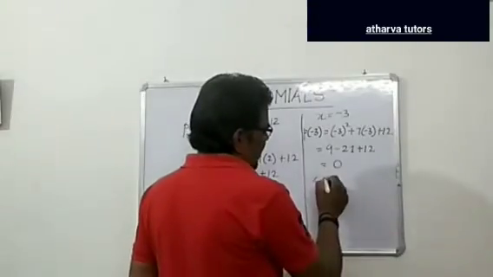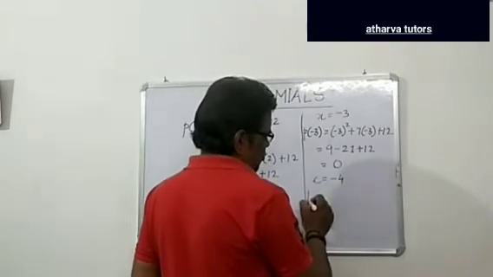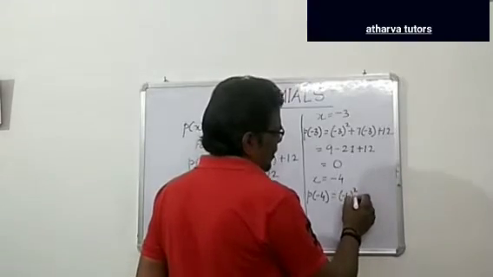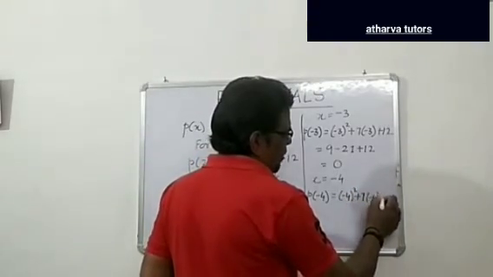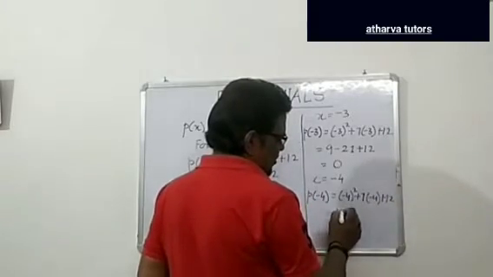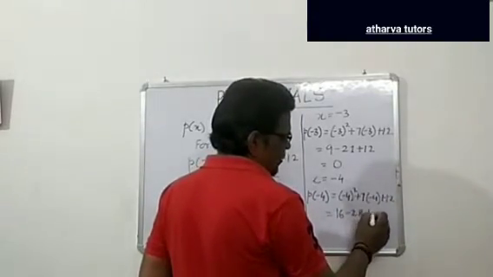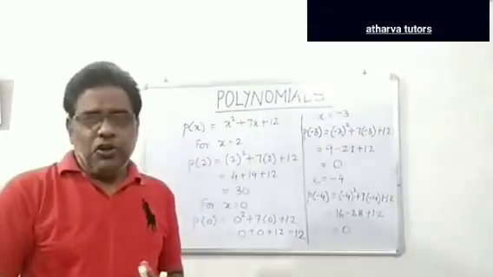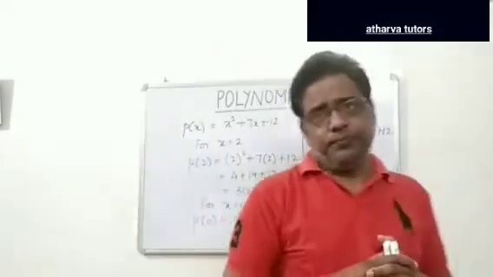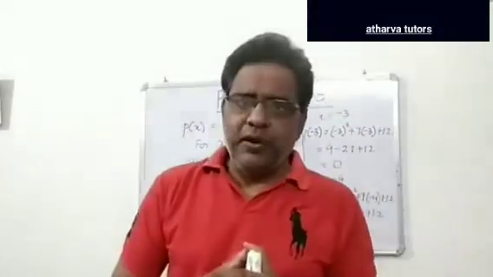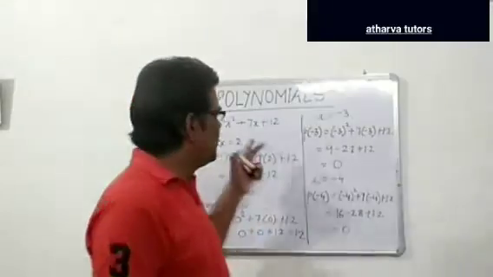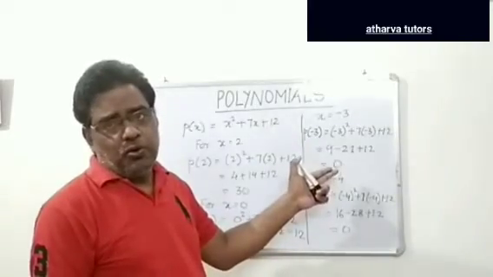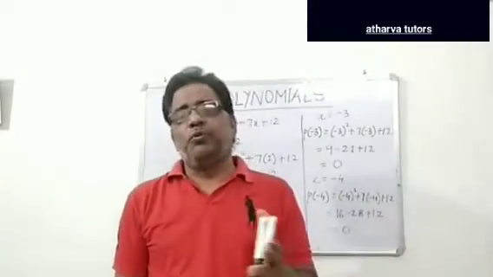Similarly, if you are asked to find at x equals minus 4, you would have done p(minus 4) equals minus 4 square plus 7 into minus 4 plus 12. So this is 16 minus 28 plus 12. And again your answer was 0. Now this value of the variable for which the polynomial becomes 0 was said to be zero of the polynomial.